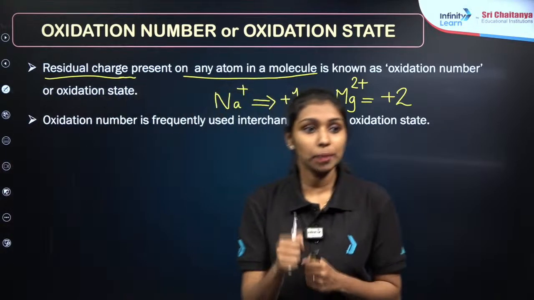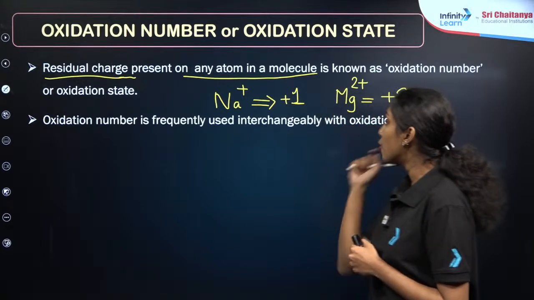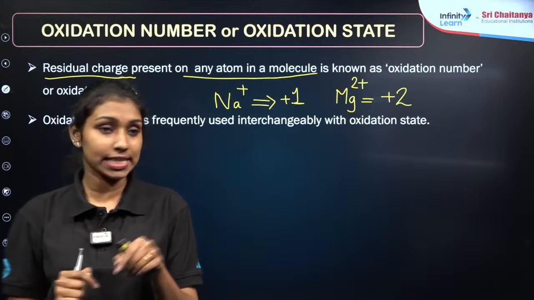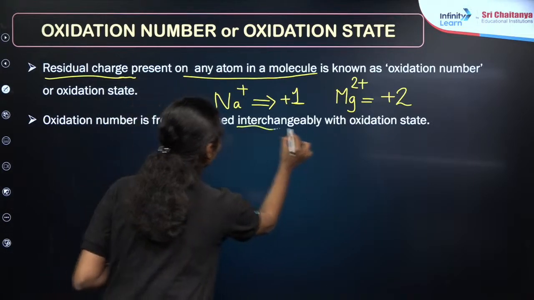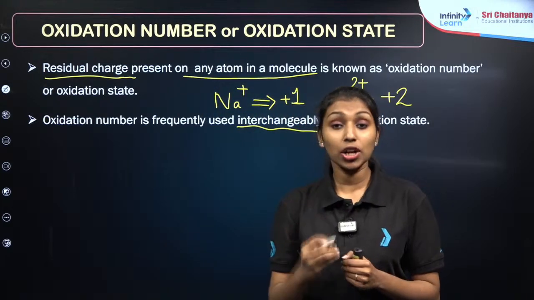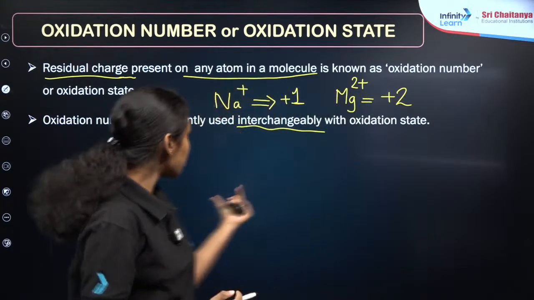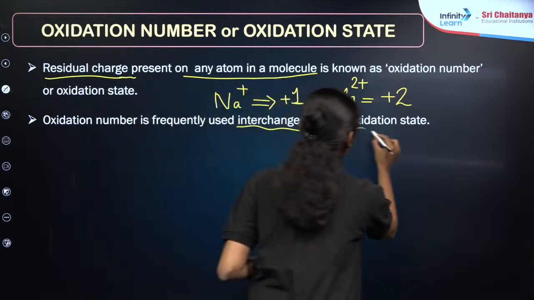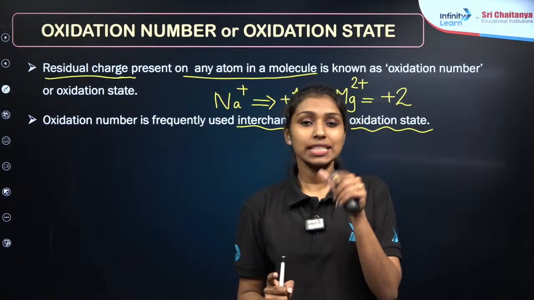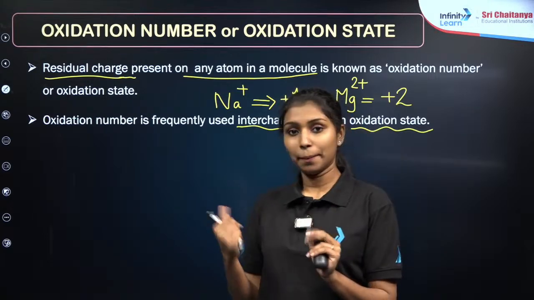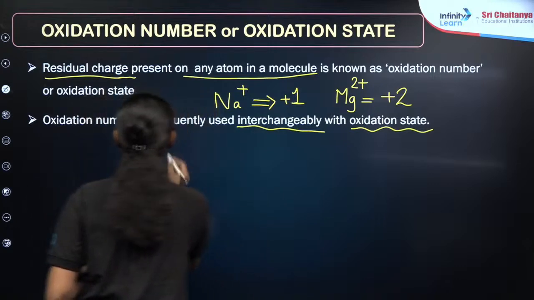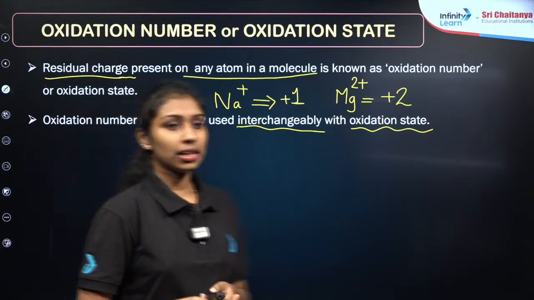There is also a term you have to note importantly: somehow we use oxidation number and oxidation state interchangeably, which does not mean they are exactly the same. Oxidation number and oxidation state are different, but we can use oxidation number interchangeably with oxidation state. If someone asks whether oxidation state and oxidation number are the same, you must answer that they are not the same, but we can use them interchangeably. Clear?